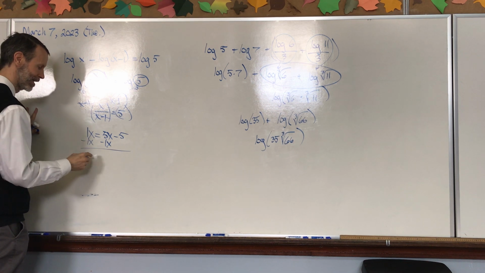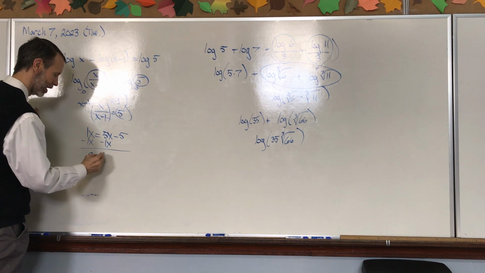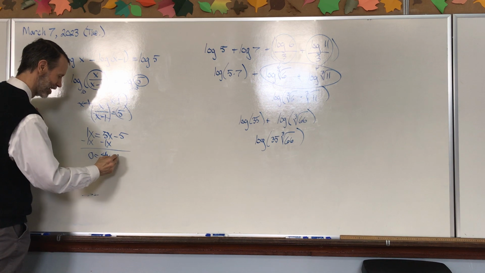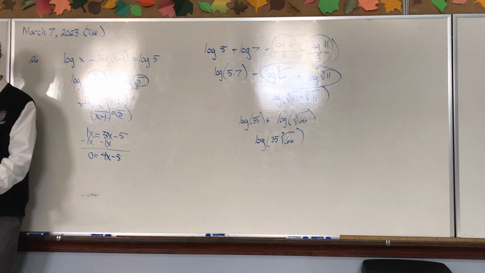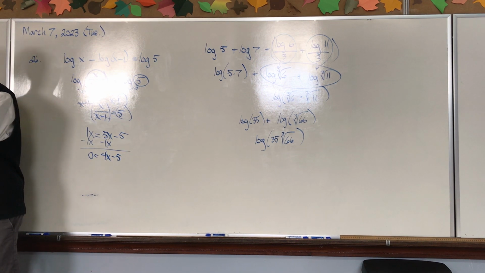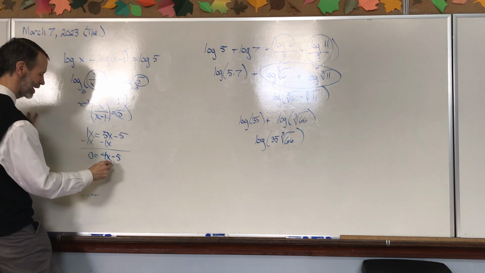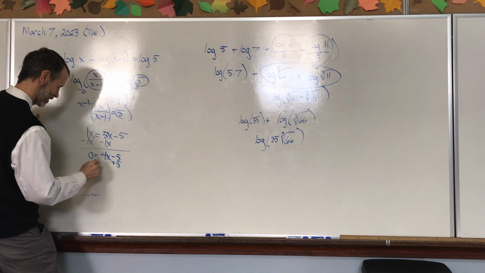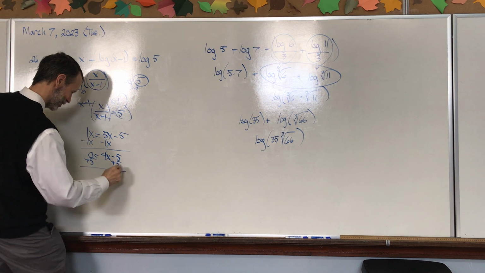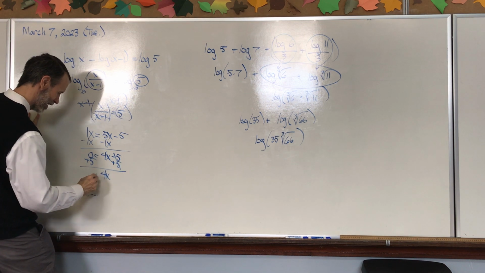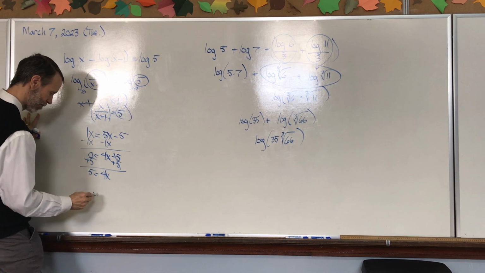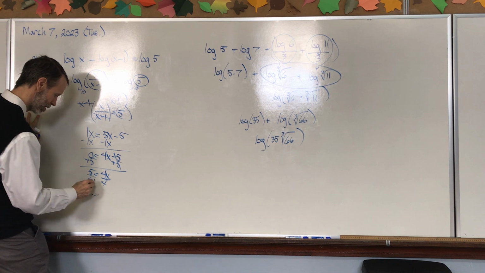Don't leave this blank. Zero equals 4x minus 5. Now, algebra people, solve it. Add 5. What's farthest away? The 5. How do you get rid of it? Add 5. So 4x equals 5. Keep going. Then you divide by 4. And you get your answer.